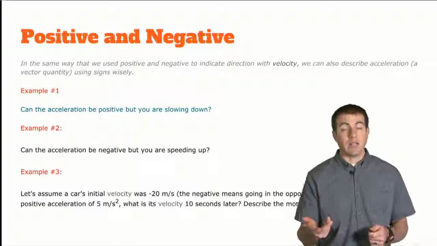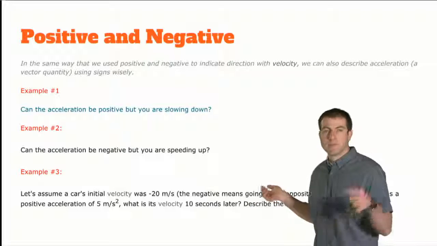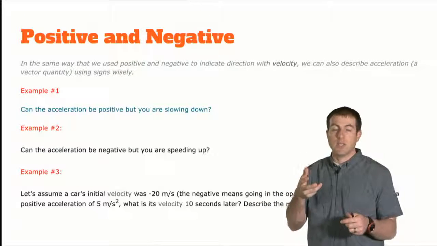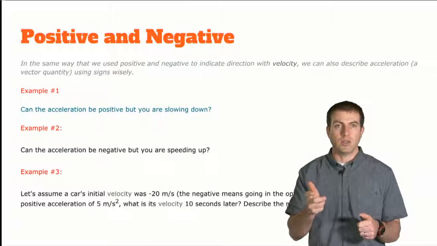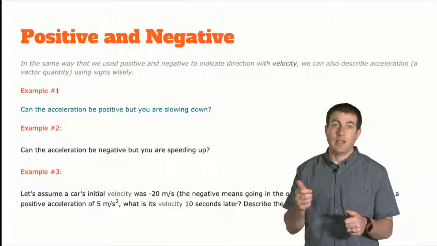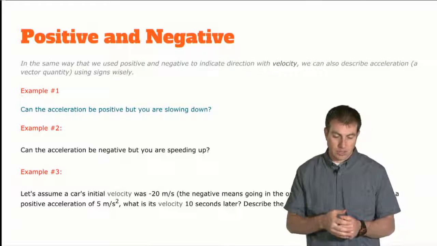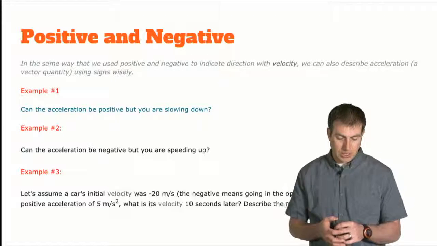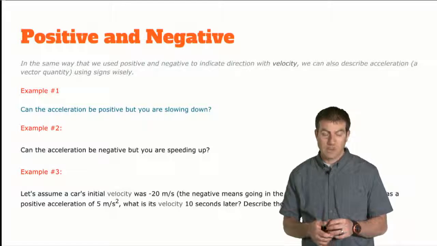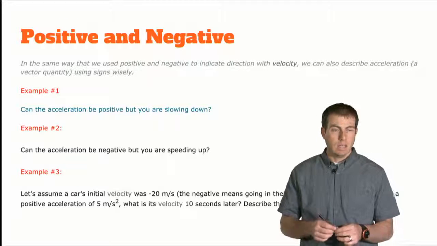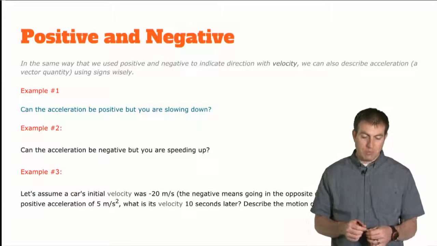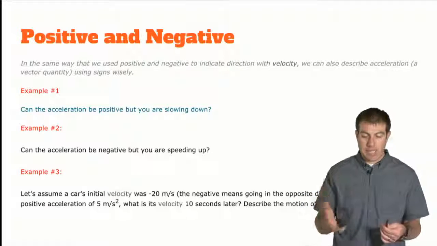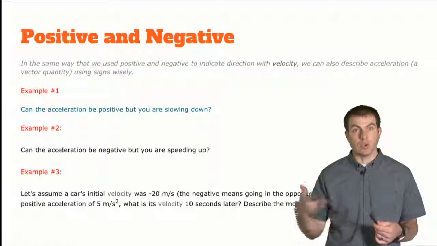So example one, if you're moving backwards and you slowed down, you would have a positive acceleration because your change of velocity would be positive. And then you would be slowing down. Can the acceleration be negative but you are speeding up? Can we think of an example of a situation where our acceleration's negative, but we're going faster?